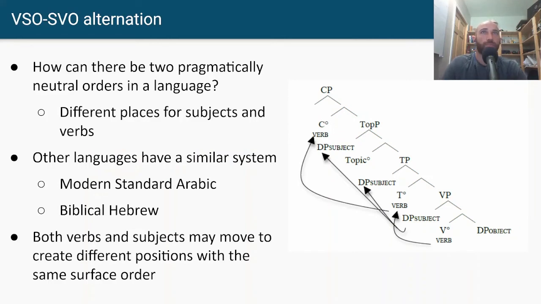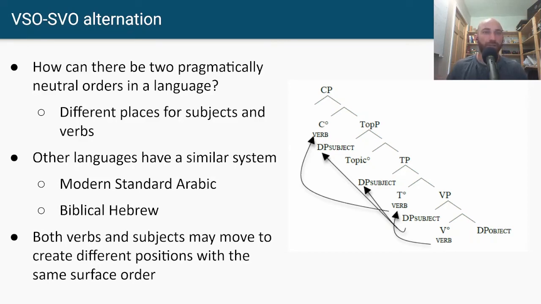So question, right? How can there be two pragmatically neutral orders in a language? This kind of thing might seem counterintuitive, but honestly, most people just assume that there would only be one anyway. And there's no real reason why there should be only one. Other languages have also been argued to have a similar system. Modern Standard Arabic is one of them, where we have some sort of VSO SVO alternation. Modern Greek is another one that she discusses, where people have debated what's the pragmatically neutral order.